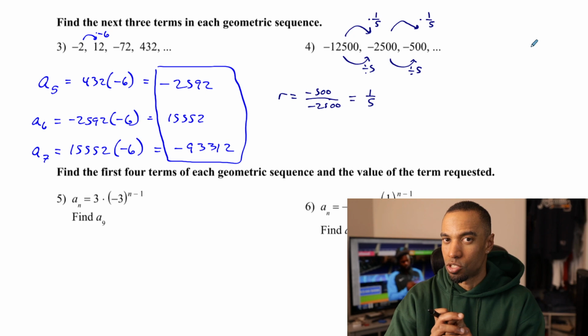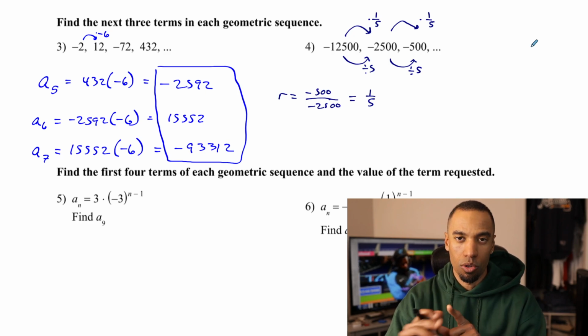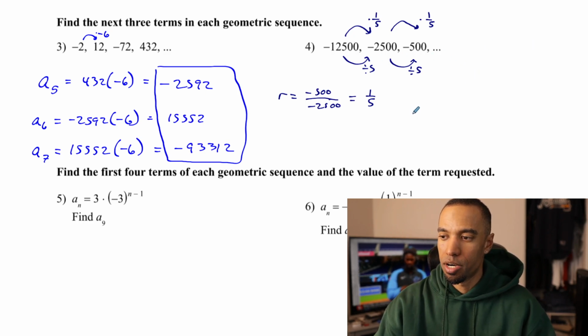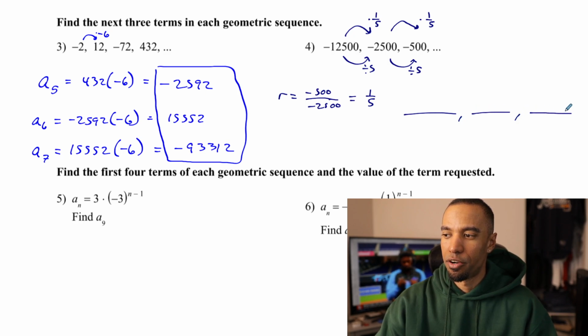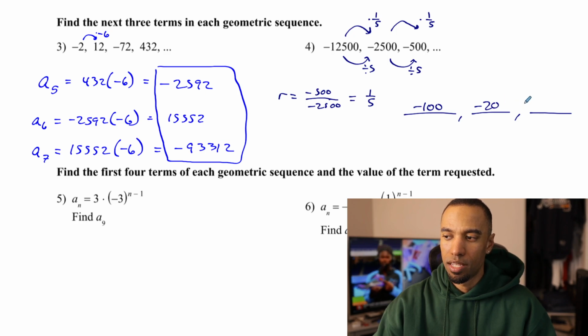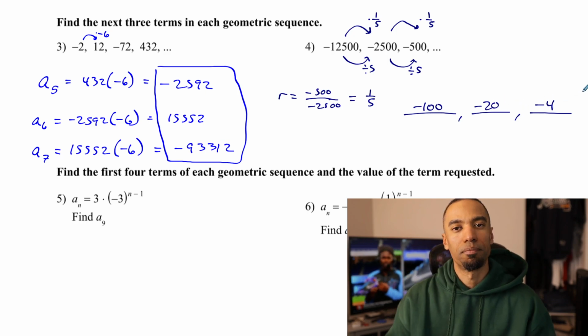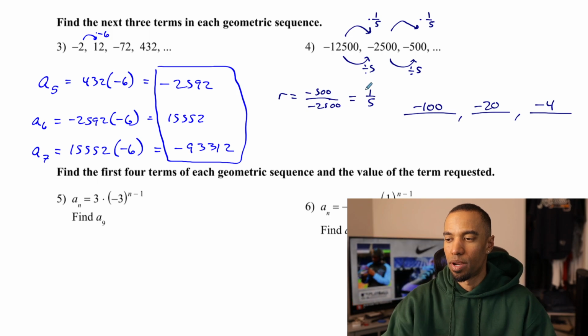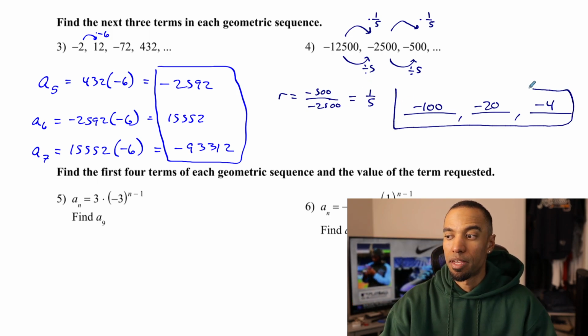All I'm trying to find are the next 3 terms. However, I want to make sure you're aware of that. So what are the next 3 terms? Negative 500 divided by 5 is negative 100. Negative 100 divided by 5 is negative 20. Negative 20 divided by 5 is negative 4. And the sign doesn't change. Those are the next 3 terms right there. Same thing as times 1/5.